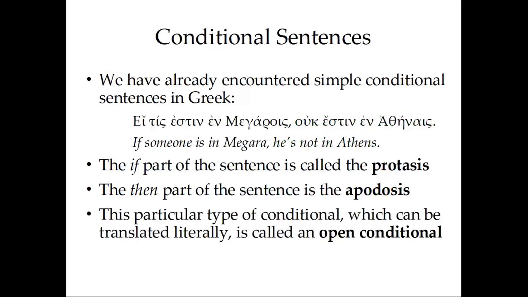This particular type of conditional, this one we're looking at right here, etis estin en megarois, etc., which can be translated literally, is called an open conditional. We don't see anything really special as far as the moods of the verbs go, or the tenses for that matter. But we're going to see another kind of conditional in just a second. This we can just translate quite literally. If someone is in Megara, he or she is not in Athens.